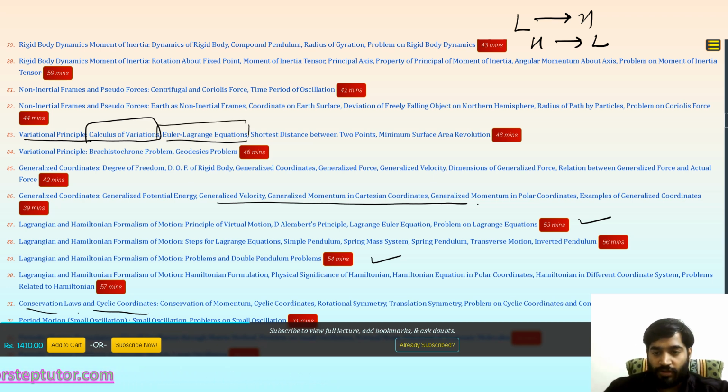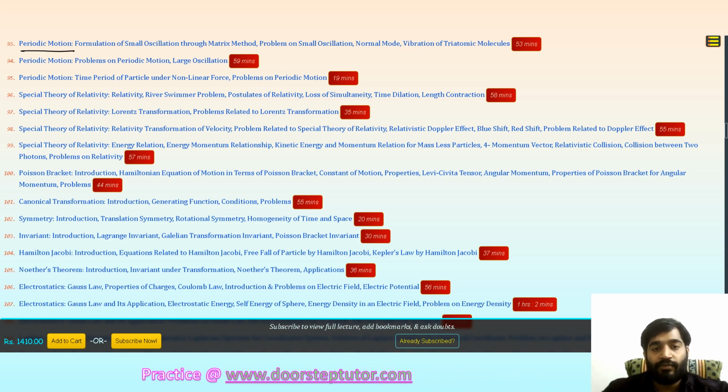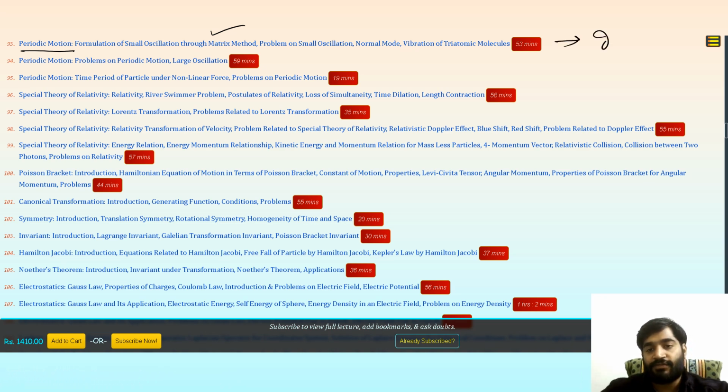Without this, you cannot solve the path of the particles. So this is the basic thing that you have to know. Then this year also a question related to periodic motion was asked, in the matrix format, because this is an important part of classical mechanics.